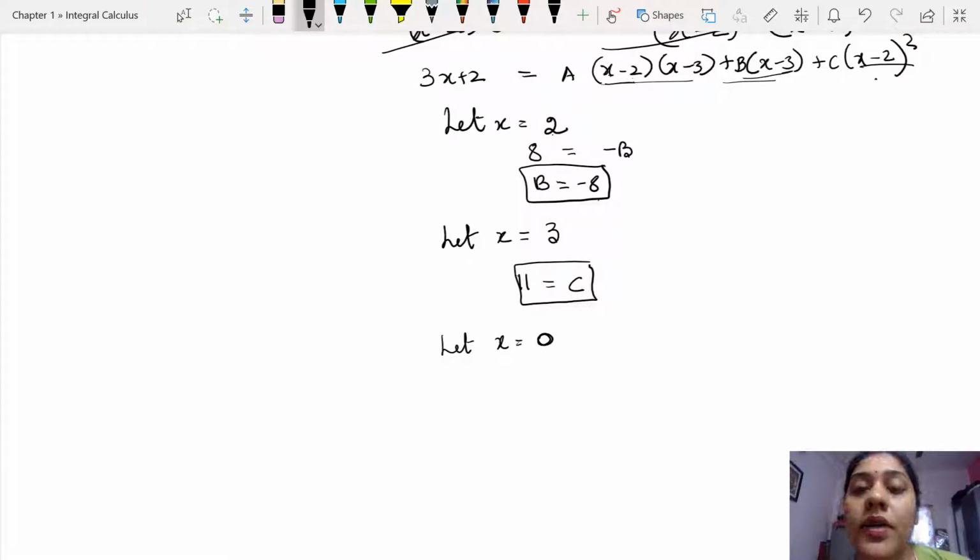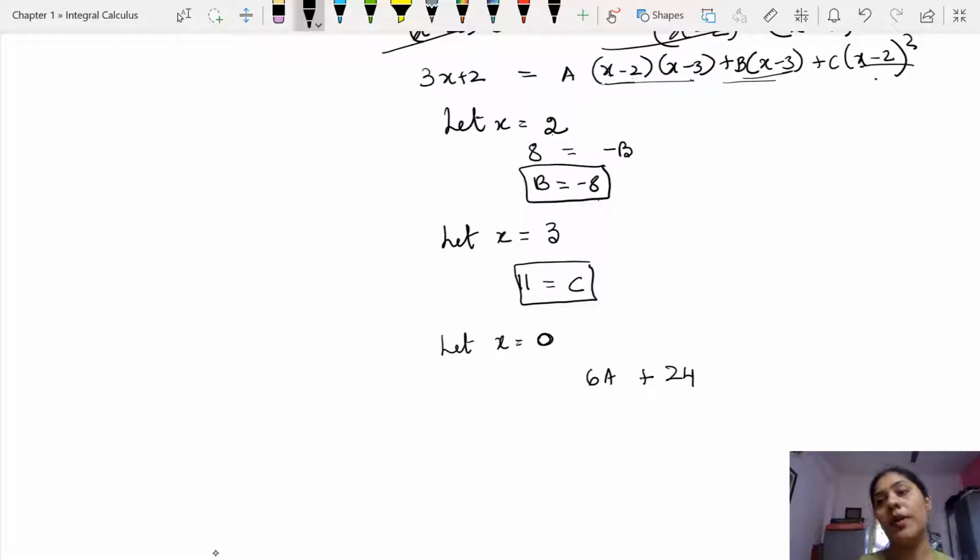Okay, so when I take 0, this will be minus 2 minus 3. Minus 2 into minus 3 is how much? Plus 6. So what you will get is a 6a plus, here it is 0. So minus 3 into minus 8 is plus 24. Here you are taking 0. 0 minus 2 is minus 2. Minus 2 the whole square is 4. 4 into 11 is 44. On this side, 3 into 0 is 0, plus 2 is 2.